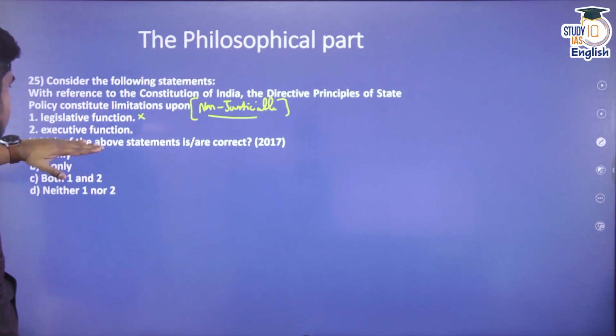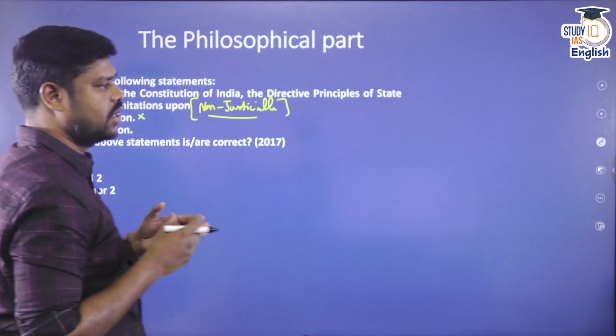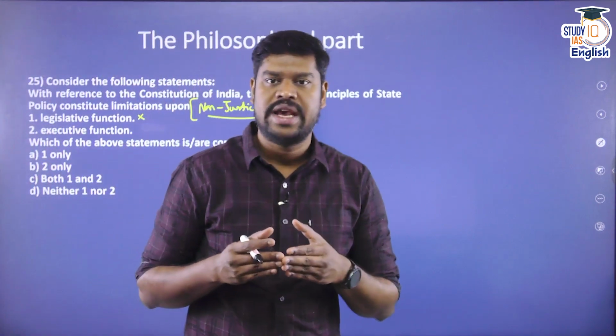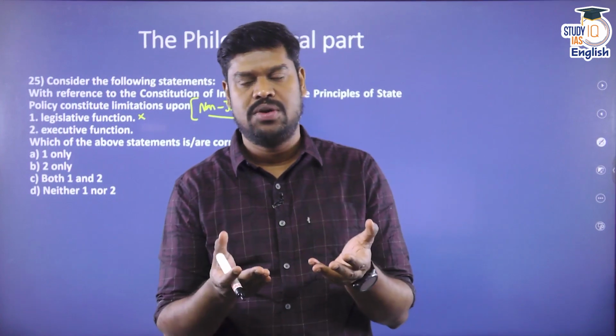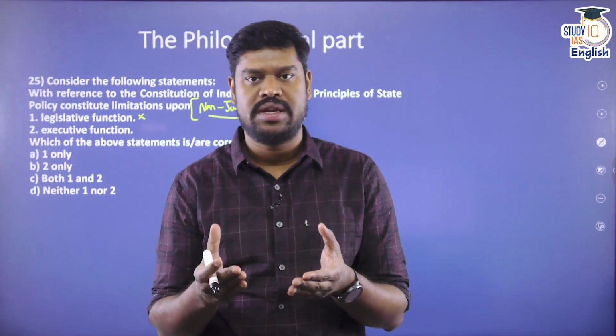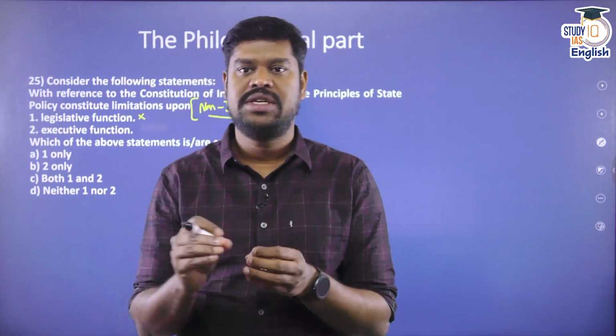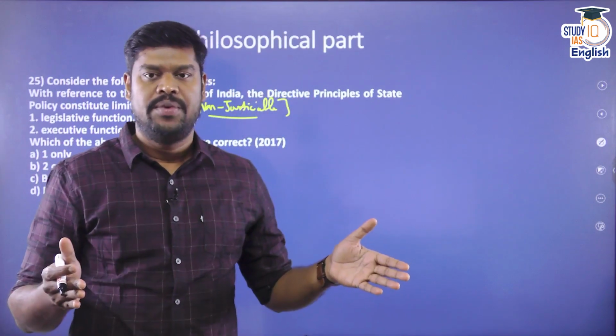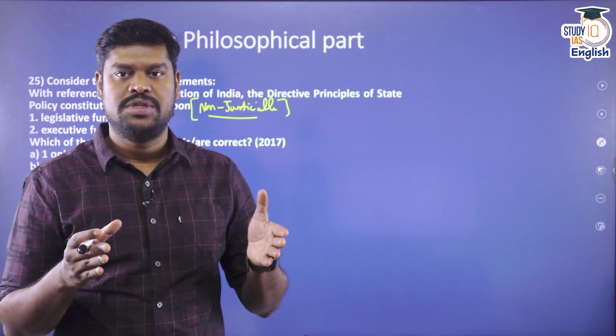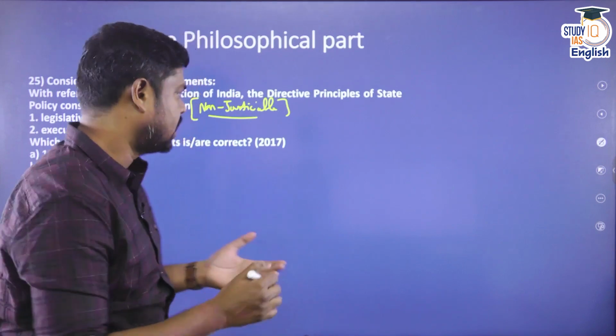Now the next thing is the executive functions. So what is an executive function? Whatever is carried out by the executive organ of the state, whatever is done by the government, whatever is done by the ministers or by the other executives, can their actions be found violative of the directive principles of state policy? No, because again the directive principles of state policy are non-justiciable in character.